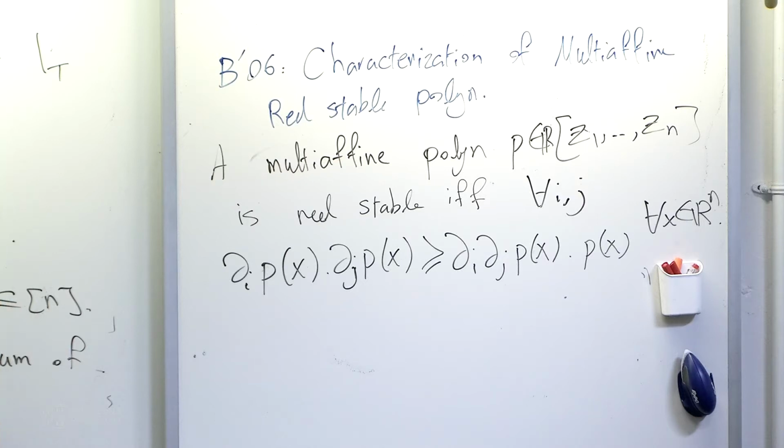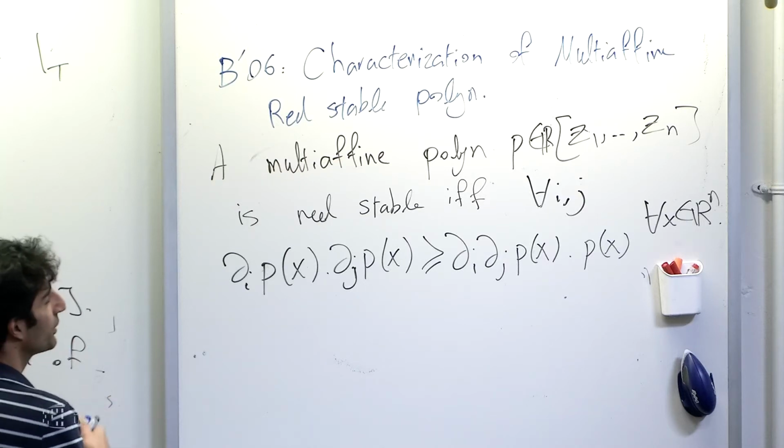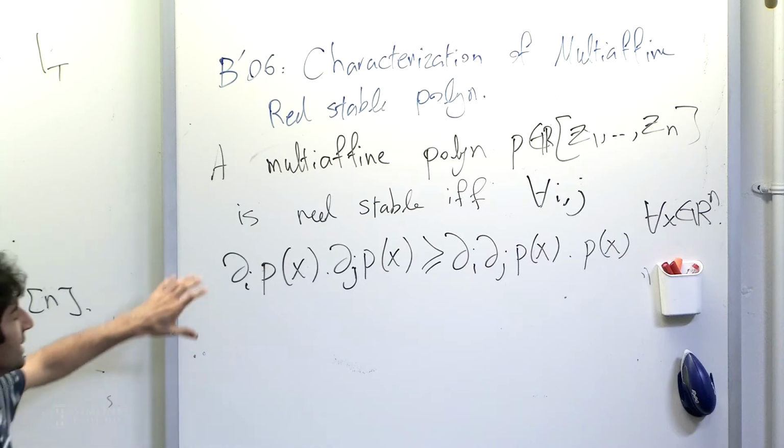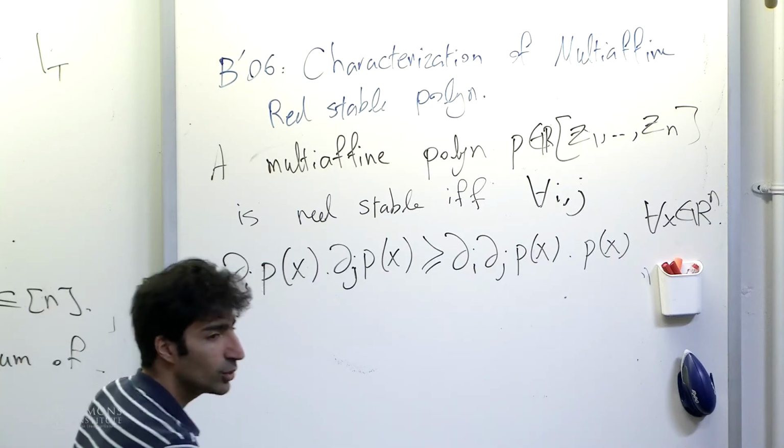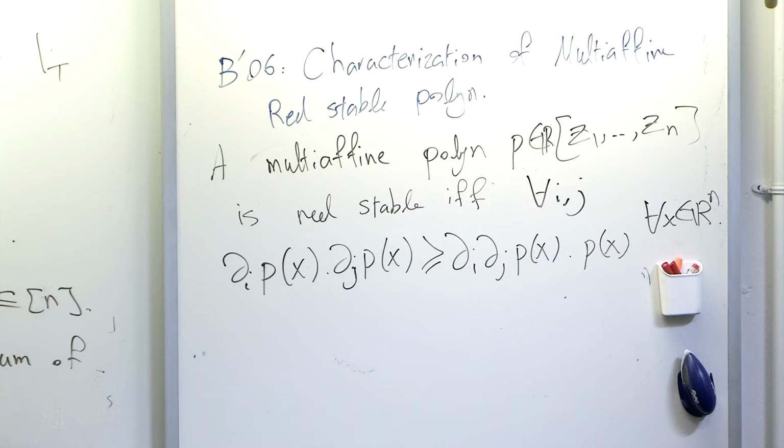Okay. So let me give an example. I want to say that this is a special case of this implies the so-called negative correlation property for real stable polynomials. You want it for absolutely all x or just for all x in the positive orthant? No, for all x. That's the interesting thing.